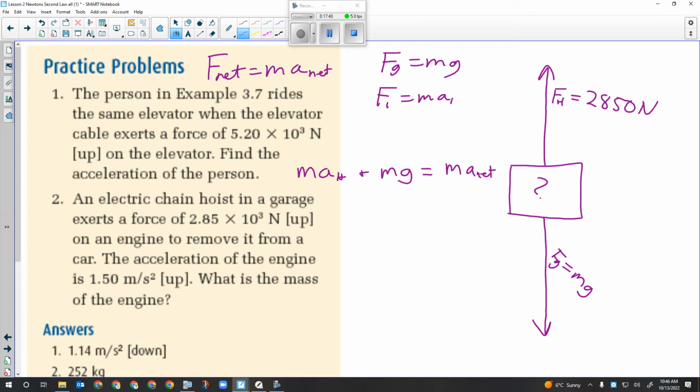Now, I know what this force is. I know it's 2,850 newtons. I know that the hoist is going to produce a net acceleration of 1.5 meters per second squared, so I know what A net is. What I'm going to do now is write my givens here. I know the force of the hoist, and I know the acceleration that all of these things together produce.